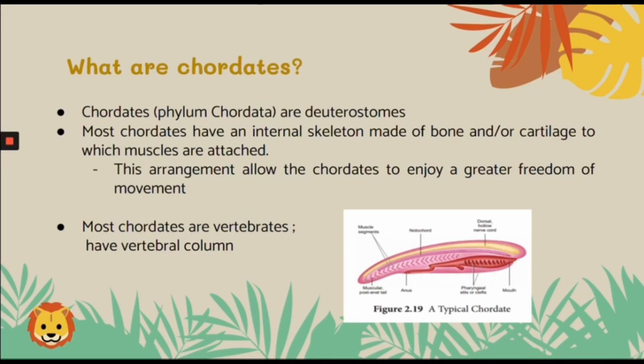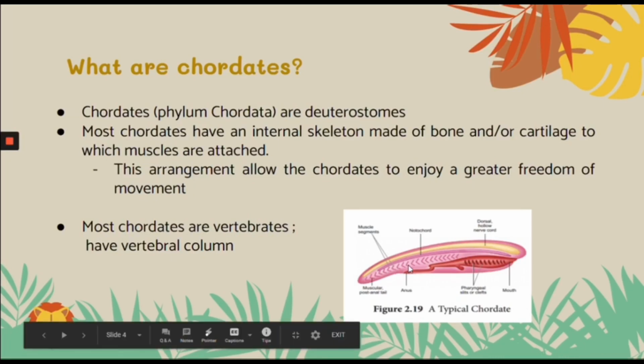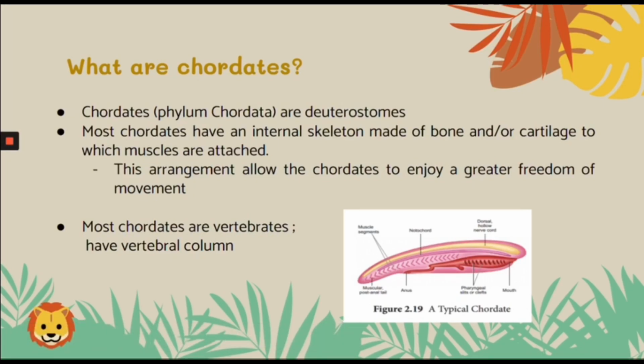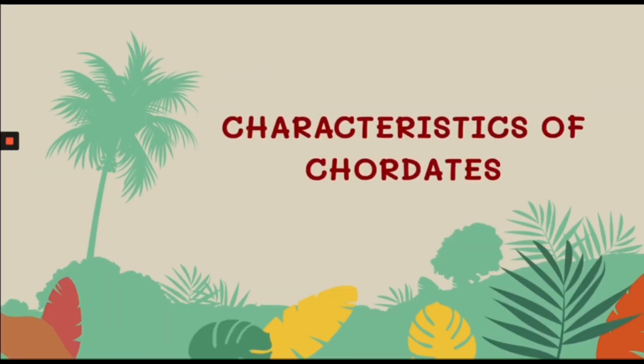As you can see in this picture, the internal skeleton is called the notochord, which we will learn about later on. The notochord is attached to the muscle segments. This arrangement allows the chordates to enjoy a greater freedom of movement. Most chordates are vertebrates, which have a vertebral column.